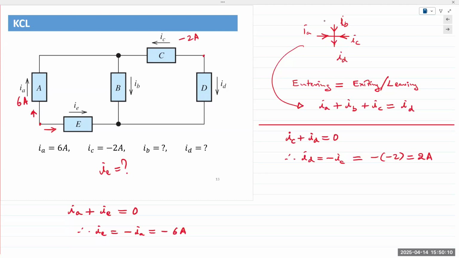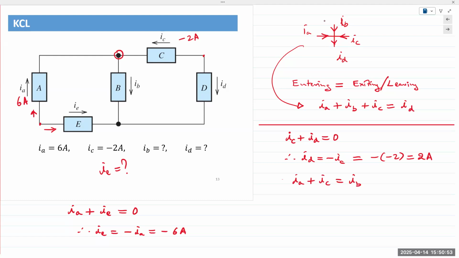And now, apply KCL at either the top node or the bottom node. Calculate and tell me what is the value for IB. If you apply KCL at the top, yes, 4 amps. Anyone else? Okay, so let's see. We apply KCL at the top node right here in the middle. I have IA entering, IC entering, and I have IB leaving.